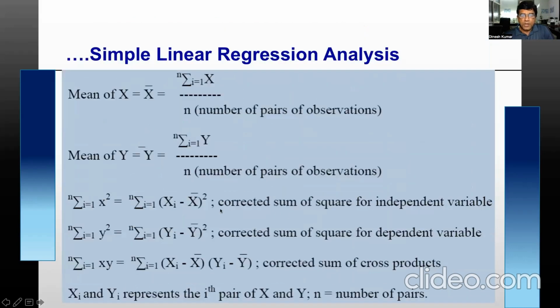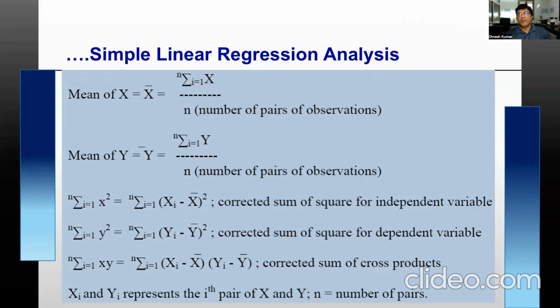So, and then you need to calculate the corrected sum of squares for independent variables, that is x. So xi minus x bar, you see it is xi minus x bar, deviation against the mean for input or for independent variable, xi minus x bar whole square. Similarly, corrected sum of square for dependent variable, yi minus y bar whole square. And then corrected sum of cross products. So you get xi minus x bar, yi minus y bar. Multiply these and take the total. So this is your corrected sum of square of cross products.